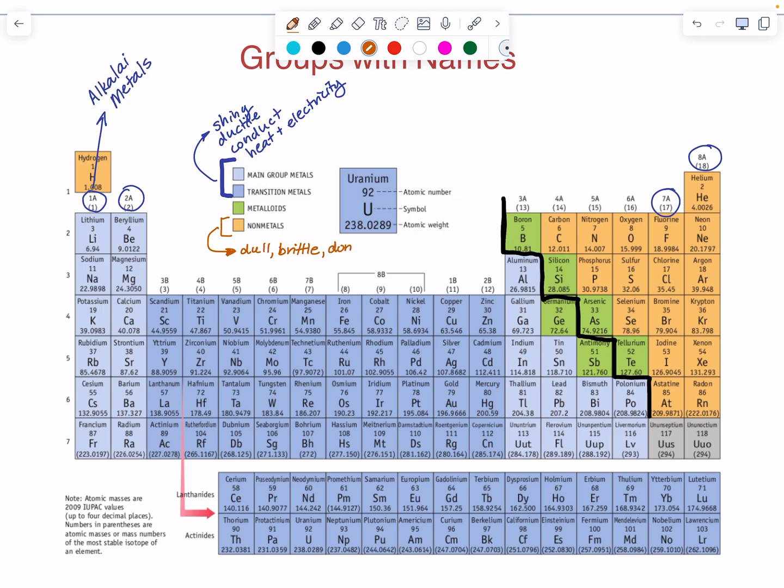And they don't conduct electricity very well, if at all. They're what we would call insulators. So they're not going to conduct heat very well.